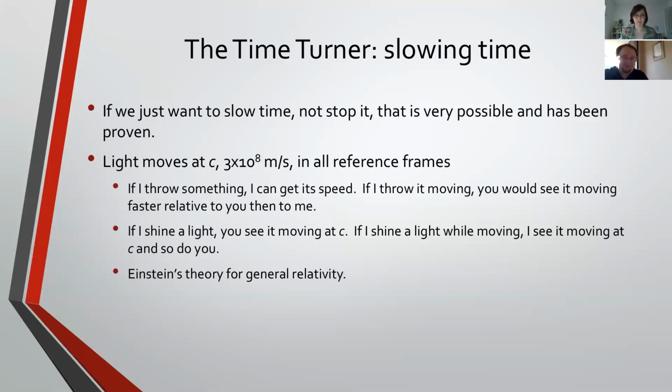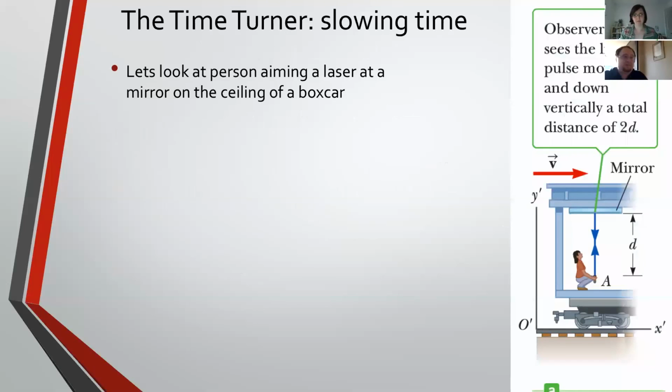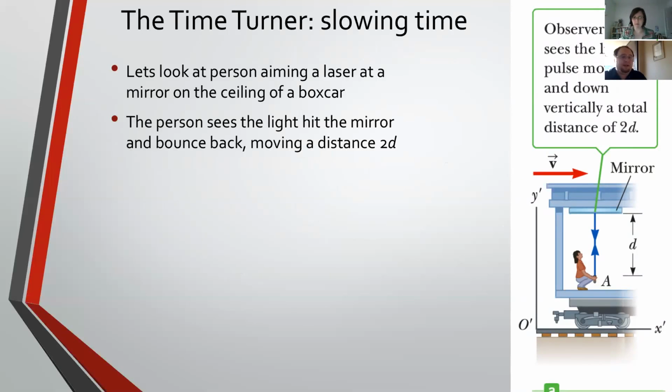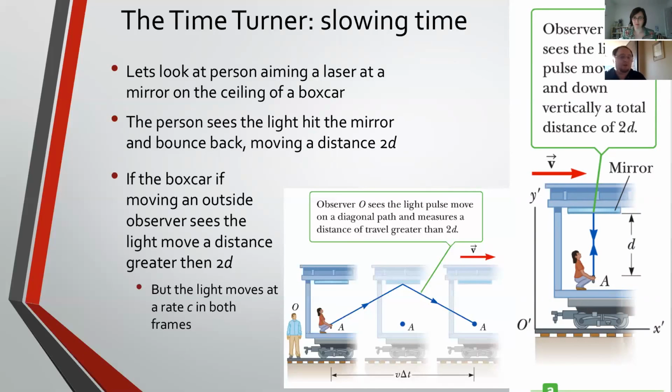So, let's say we had a boxcar on a train. Someone has a light, shooting it up off a mirror and back down. They see it go up a distance d and down a distance d. So in its own time, it moves 2d. Now the boxcar is moving forward, and someone's watching it.